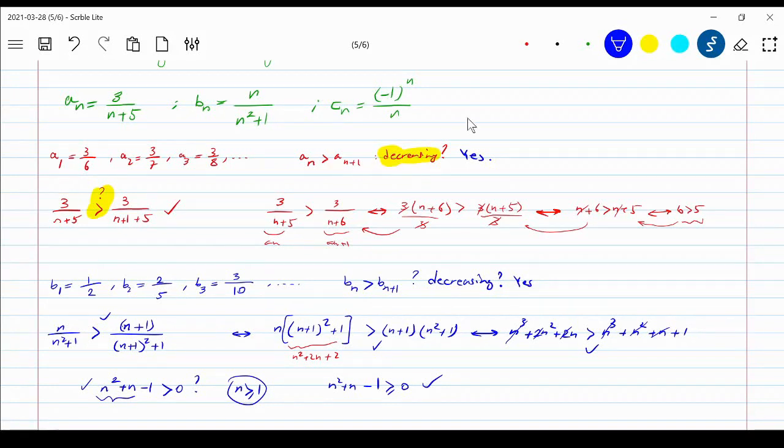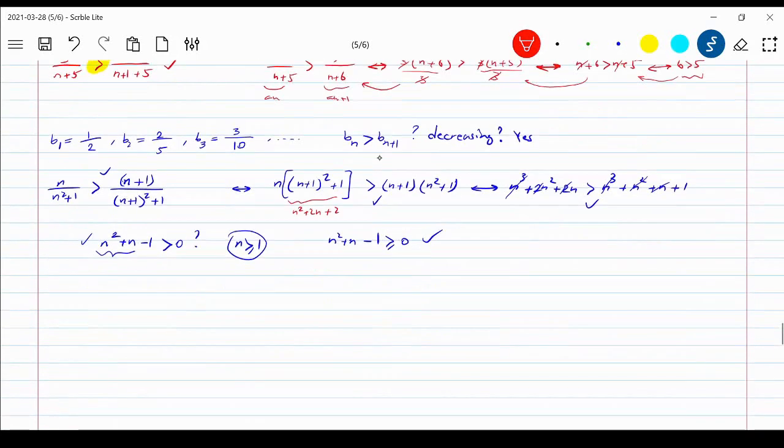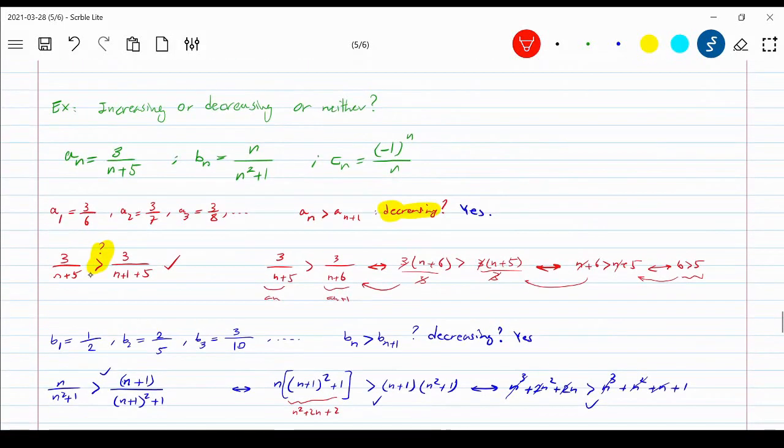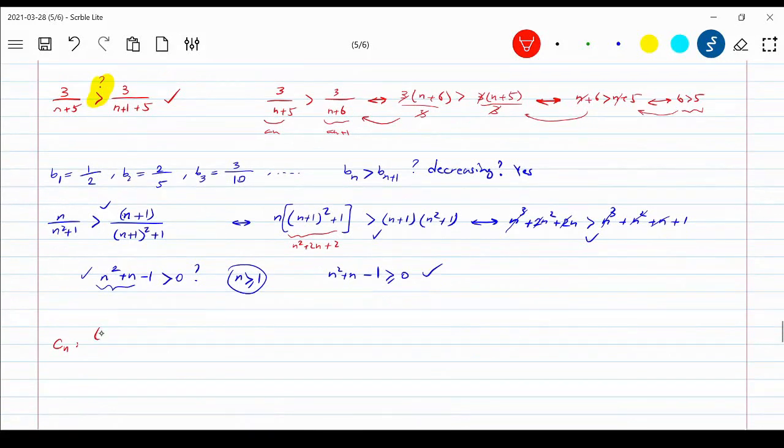Okay, so normally you make a claim and try to prove it by doing this. And what about Cn? Here, Cn was given as, rewrite it, negative 1 to the power n divided by n. And then calculate a couple of these terms. C1 would be negative 1 divided by 1. C2 would be 1 divided by 2. C3 is negative 1 divided by 3.